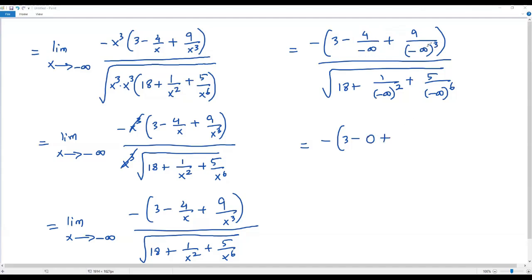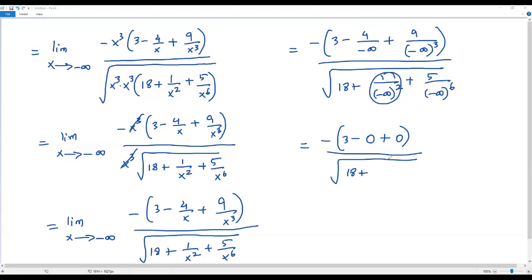So here negative infinity is a very large negative value. When I take an odd exponent, again it will become a very large negative value. That is, I divide 9 by a very large negative value. So whenever I divide a finite value by a very large positive or negative value, that is, I divide 9 by positive infinity or negative infinity, it will always result in 0. Okay, divided by the square root of 18 plus, the same reason.